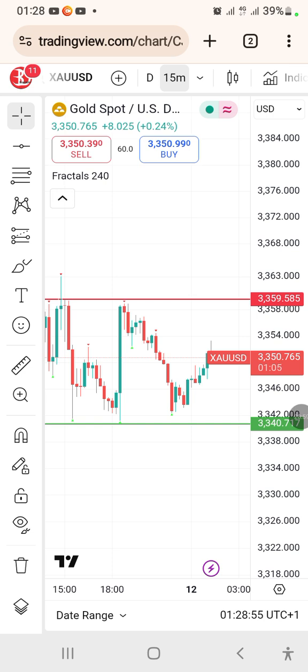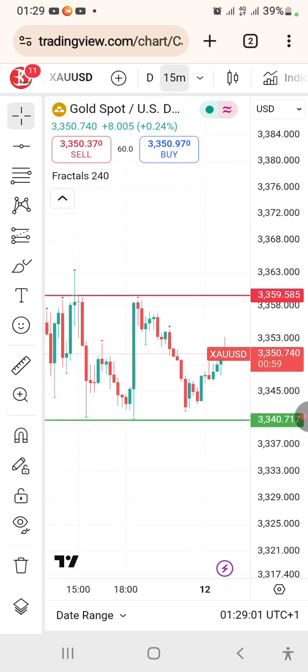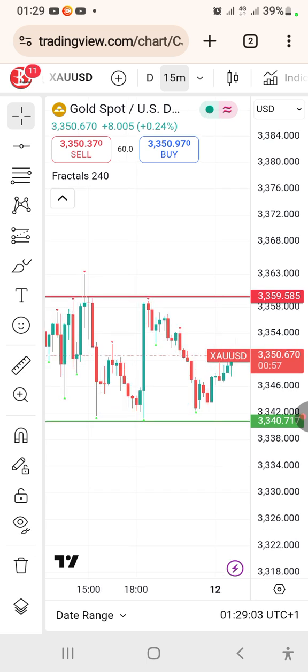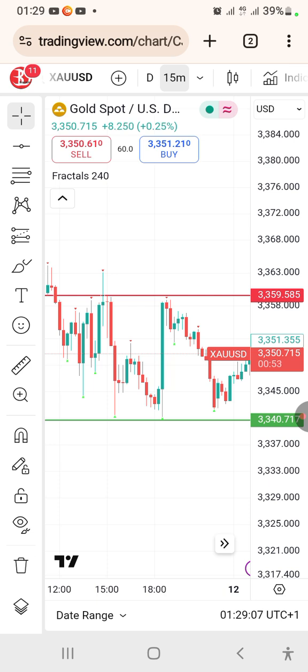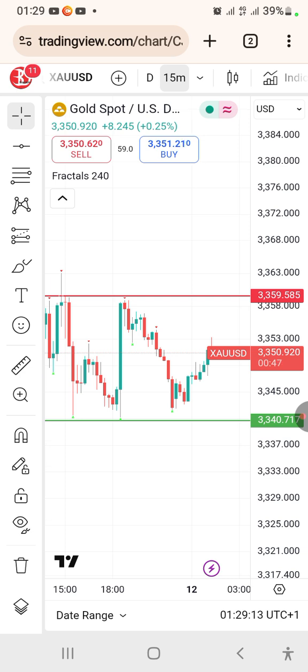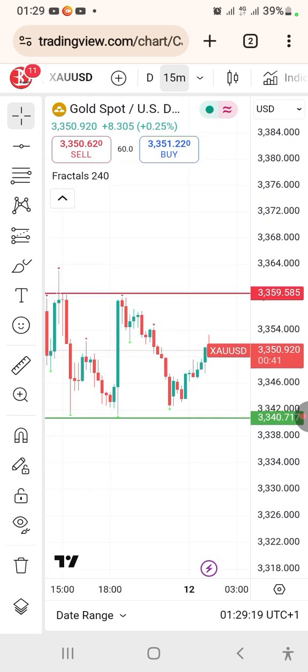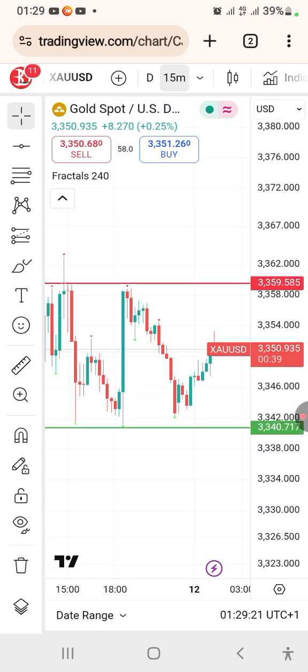So you now notice that the market has been able to do what? To give us lower low, but it has not given us any higher high. And that will make us know that the sellers are still in control. You're not to just jump into the market and trade. So now we've marked out our key level.